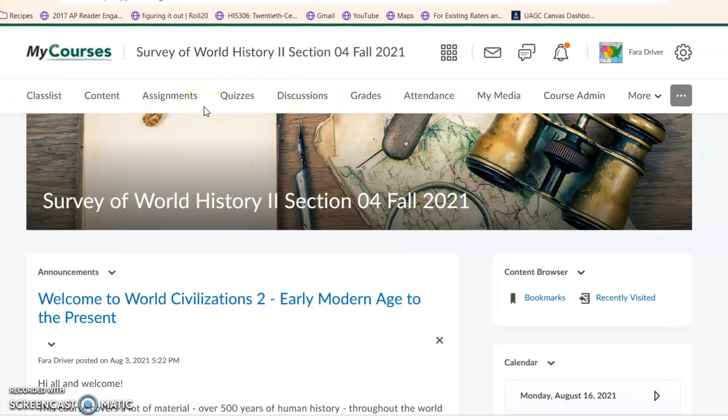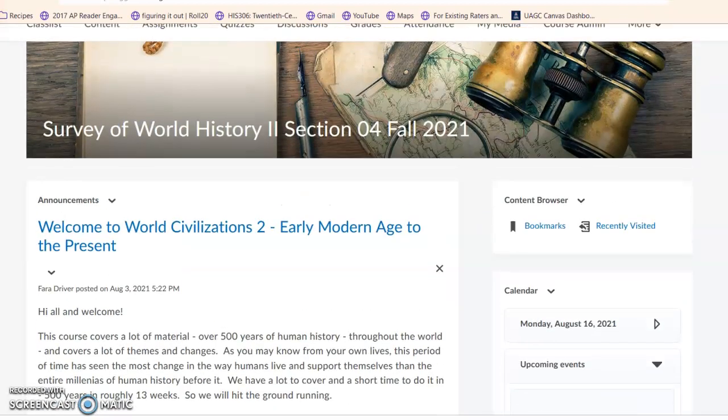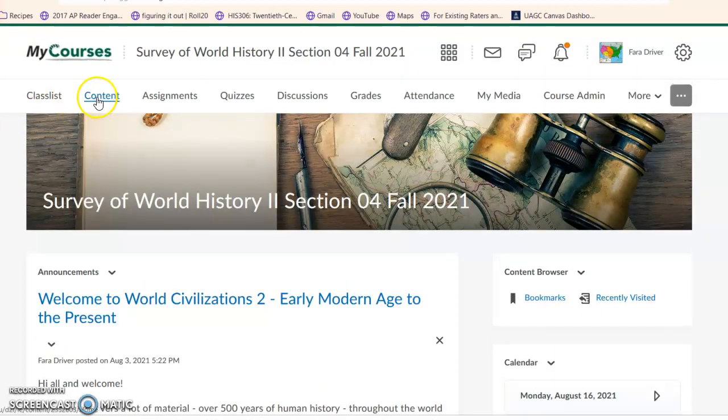Now, some of these are ones that you won't see on yours because this is the teacher structure. For our purposes, though, the three I want to talk about the most are content, assignments, and discussions, because those are the big three we're going to be using. Your homepage looks like this. Depending on where you've been and what you've been doing, you may have part of the content over here under the content browser. I'm going to go ahead and take us to content by way of the banner selection.